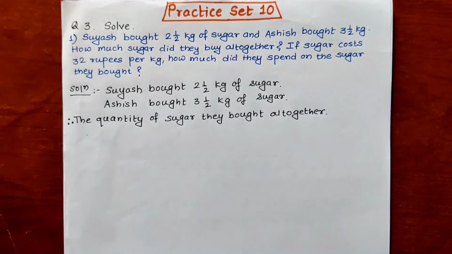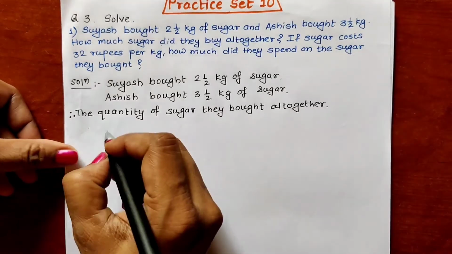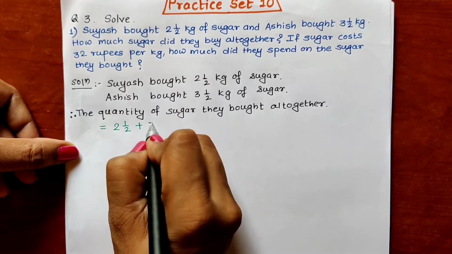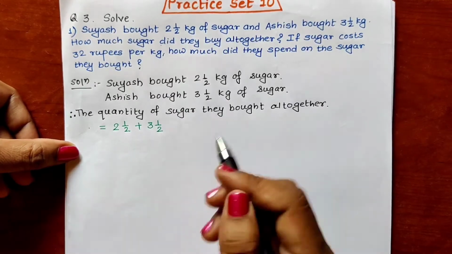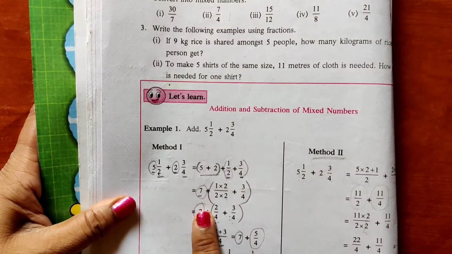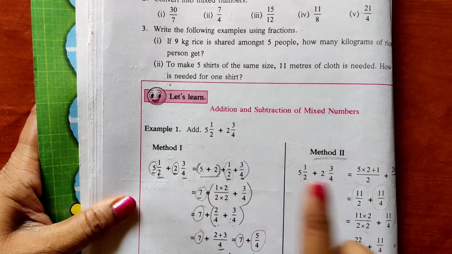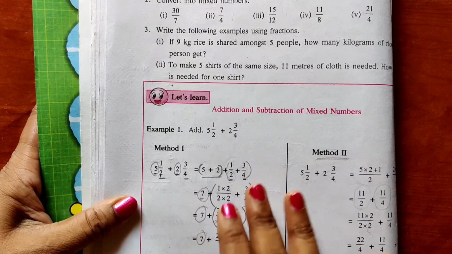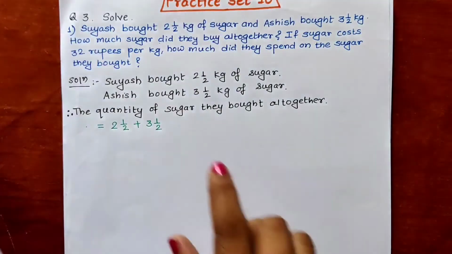Yes, altogether means what? We will have to add. So let us add. Is equal to 2.5 plus 3.5. Whichever method you find easy, you can solve by that method. If you want to solve by first method of textbook, you can solve by first method of textbook, this first method. If you want to solve by second method, you can solve by second method. I will be showing you by first method because it will become very easy and convenient to solve this sum.